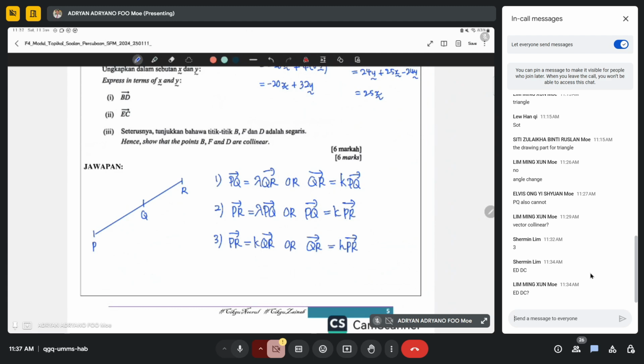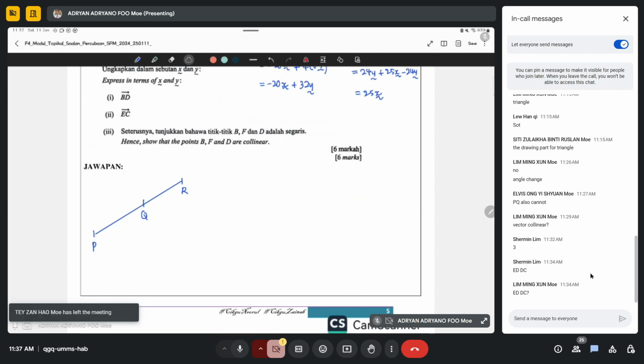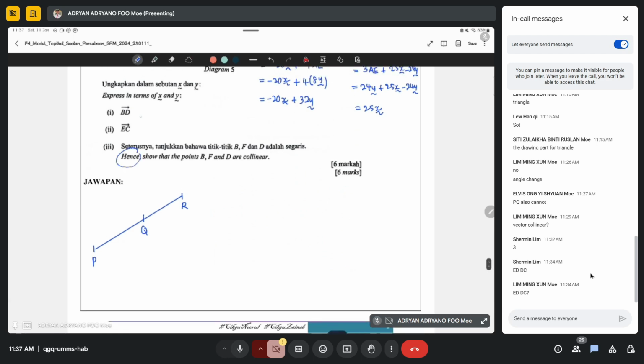But usually what I choose is PQ, PR. I'll use the second one, where I fix a point, or the first one. The third one is used less often, but actually it's the same thing, you still get the answer. Okay, so hence show that B, F, D are collinear. You can see the word "hence" means that these two things that you found you must use. If you didn't use BD or EC, one of them, then even though you prove it's collinear in your third question, you don't get the mark because you didn't use BD and EC. That's the first thing you must know.